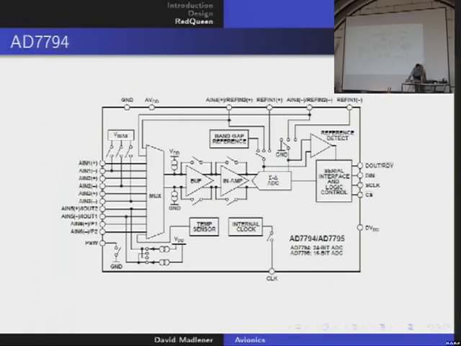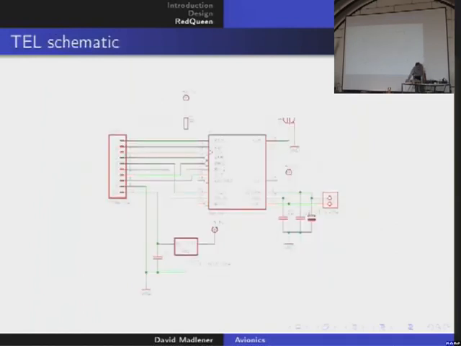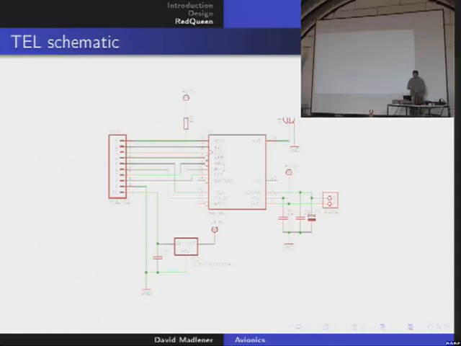So this is what we use, and this is for the telemetry. This is a very simple schematic because we use a module made by Hope RF, a Chinese company. And this is also controlled by SPI. So you just communicate digitally with it, and this module does everything.